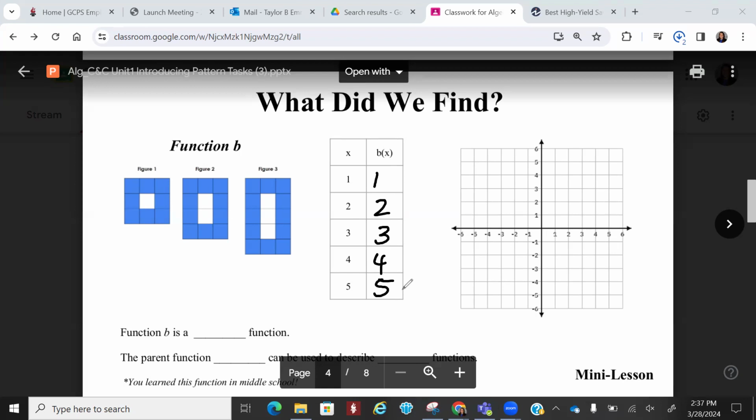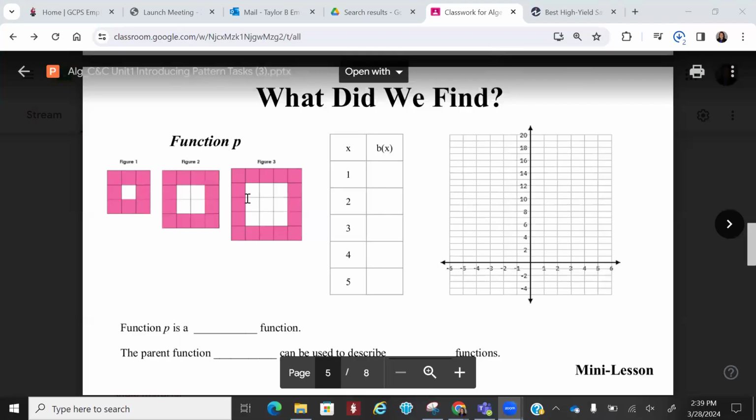Okay, we're going to graph this. So we're going to plot the point 1, comma 1. We're going to go to the right one and then up one. The next point is to the right two, up two. Can you plot these three? So your graph's going to look like that, right? We're going to connect those dots. This is going to be a linear function because it's a line, and the parent function is going to be y equals x. And it can be used to describe the linear function.